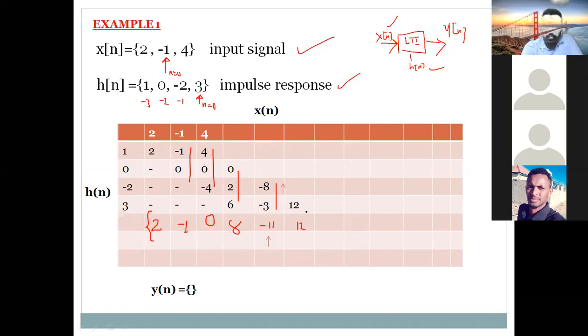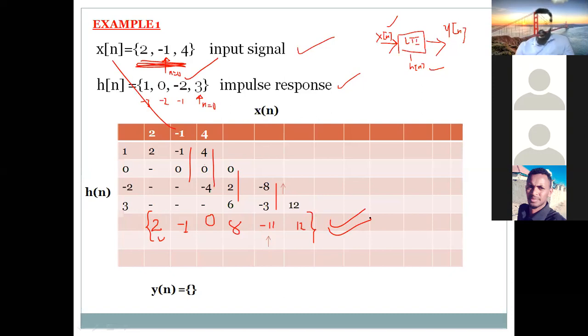So how many samples does the output have? 1, 2, 3, 4, 5, 6 samples. What is the input? The input is only 3 samples. After processing by this system with this impulse response, it generates this output. So we'll see more examples until it gets clear for you.